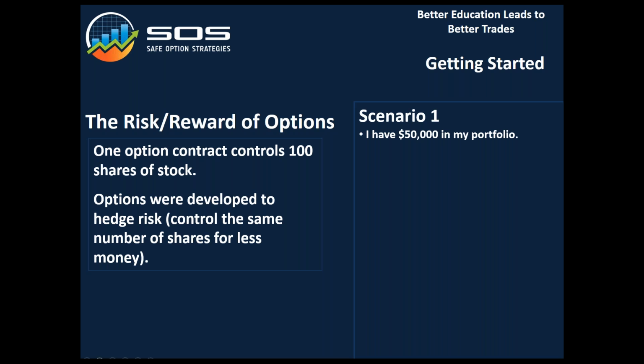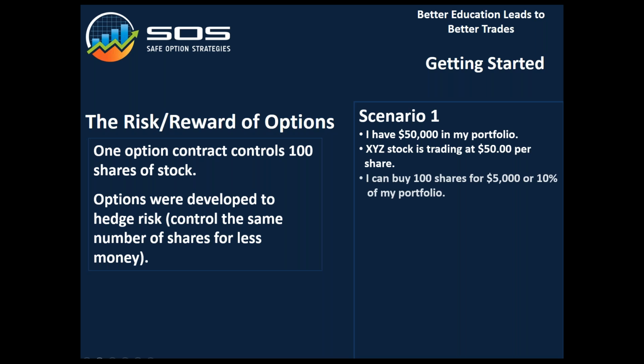Let me give you an example. Let's say I had $50,000 in my portfolio, and a company that I like, our fictitious company XYZ stock, is trading at $50 per share. Now, I think the stock is going to go up in value. I think it's going to move up $5, $10 a share. I've done my homework. I've looked at some technical charts. I've done some fundamental analysis. I think the value of this stock is going up. I want to get 100 shares.